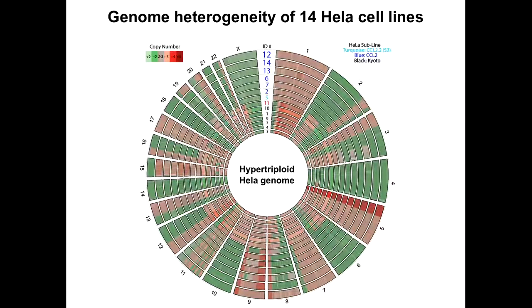We see various patterns which clearly say that even though these cells have the same name, so people would think that they do the same experiment, they're not actually doing the same experiment because the cells have a different genotype.